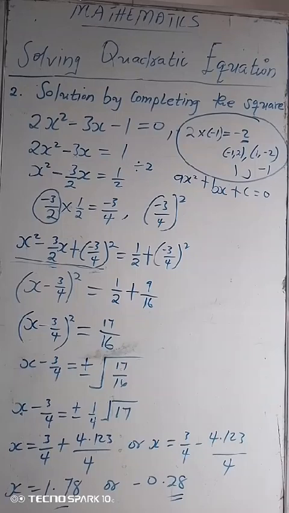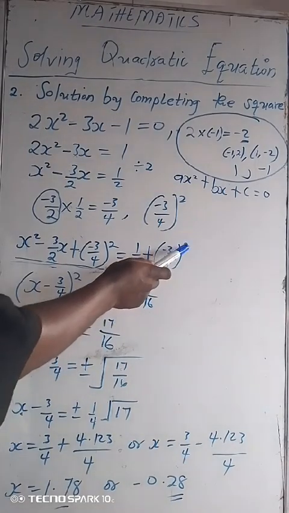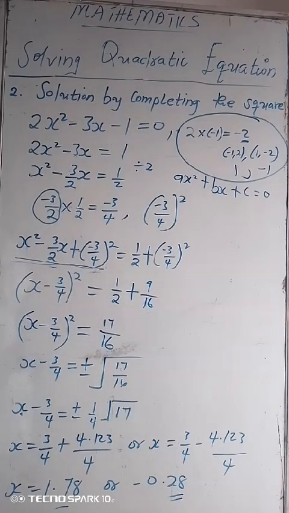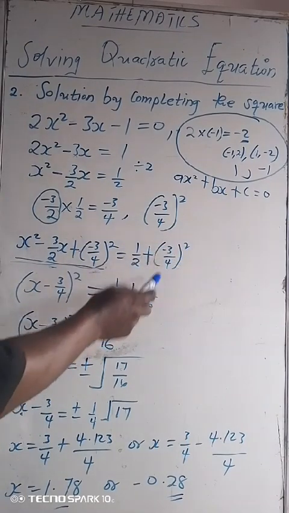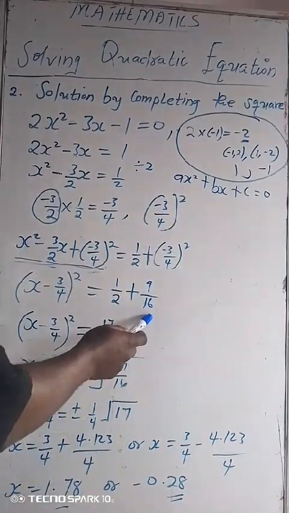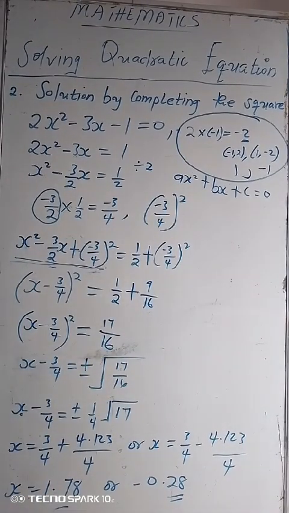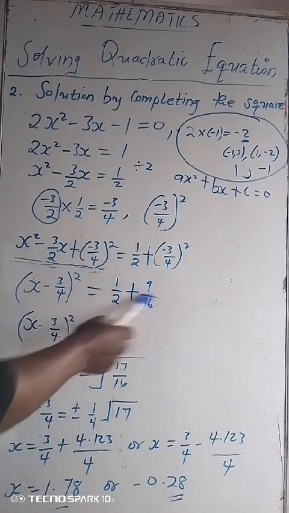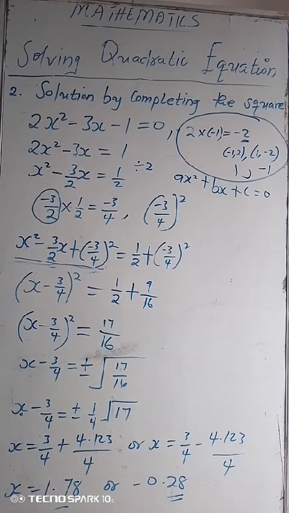Now to the right hand side, the square is affecting the numerator as well as the denominator. So 3 squared, negative 3 squared will give me 9, and then 4 squared will give me 16. So when we add 1 out of 2 plus 9 divided by 16, that one will give us 17 out of 16. Now we are at this point, 17 out of 16.